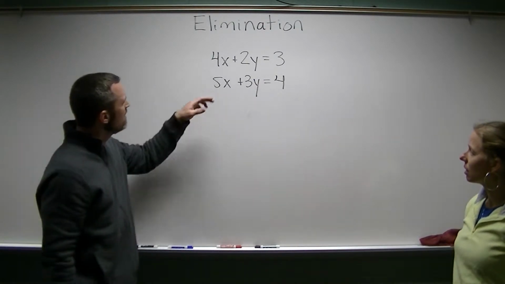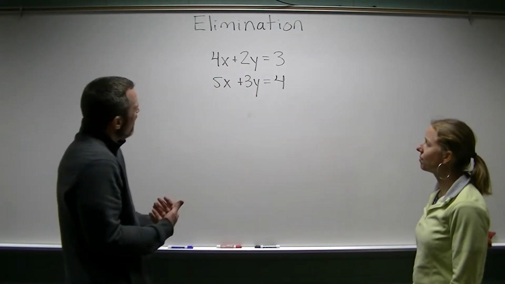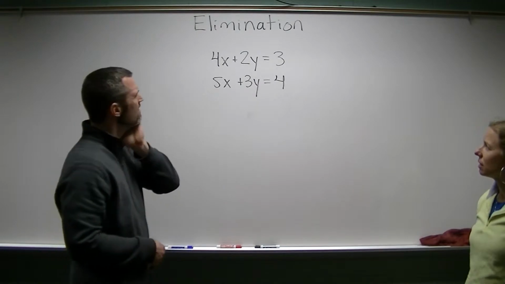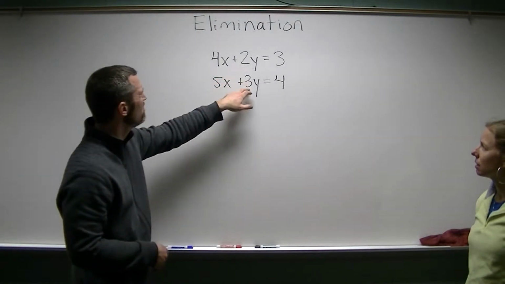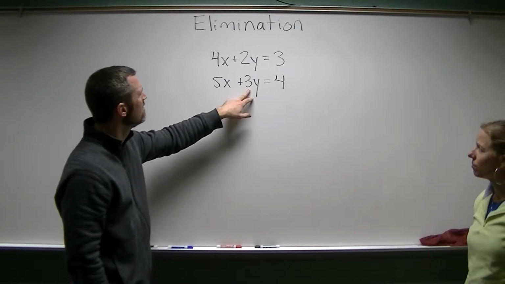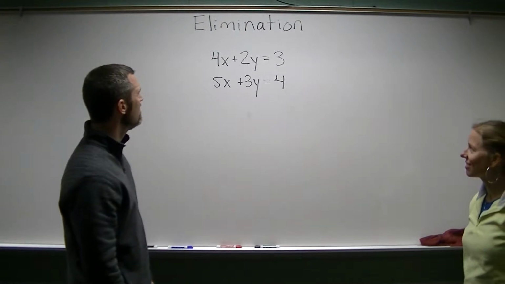But 4x and 5x aren't going to eliminate. 2y and 3y aren't going to eliminate. So I'm like, all right, can I change the 4 into a 5? That sounds hard. Can I change the 2 into a 3? I don't know, that sounds hard too. I'm not seeing this, Ms. Holt. You got any suggestions?